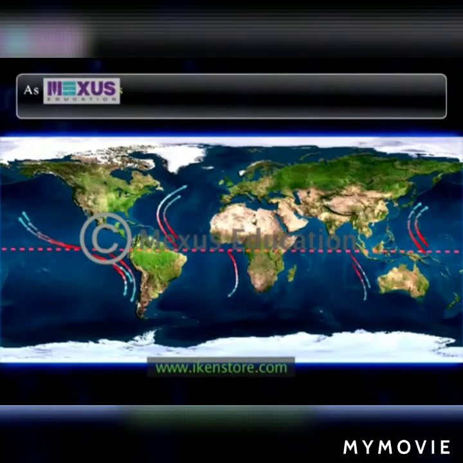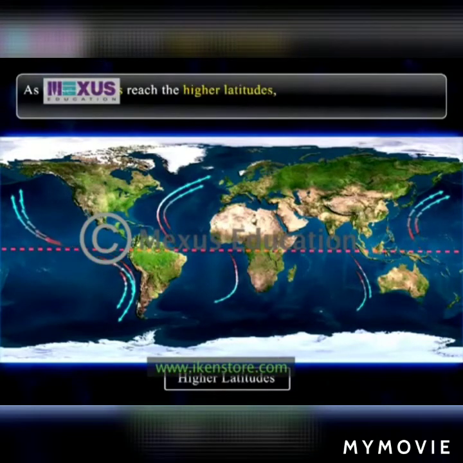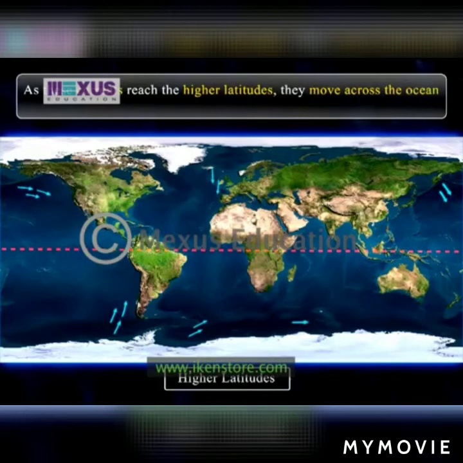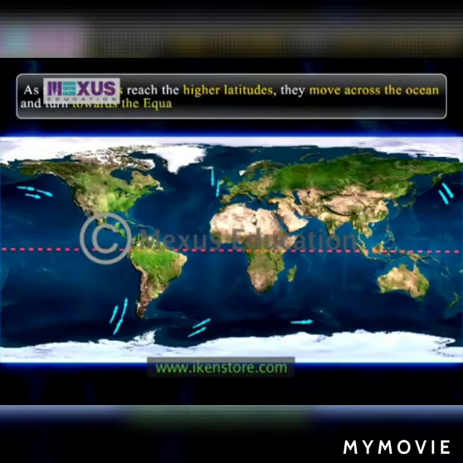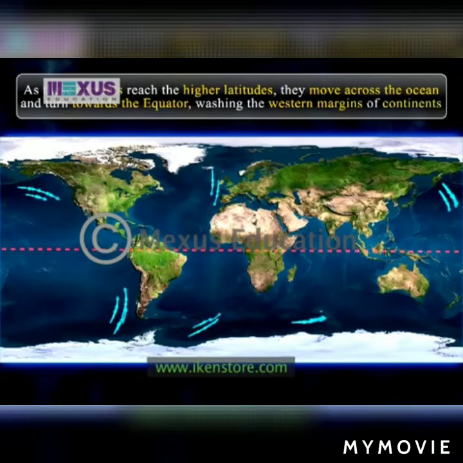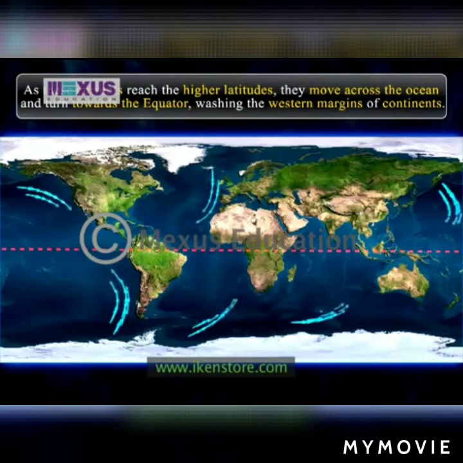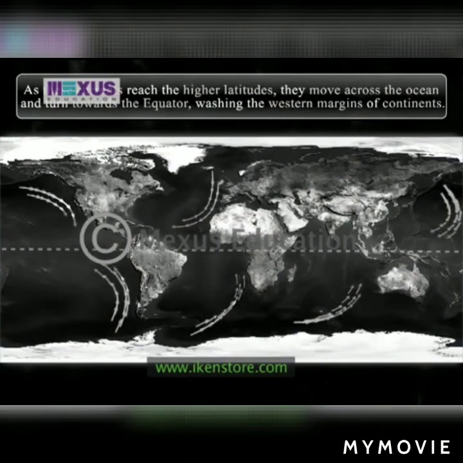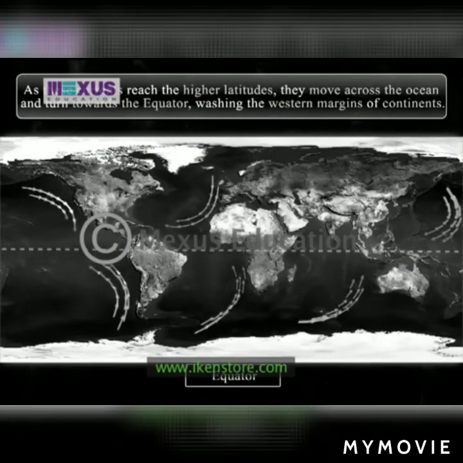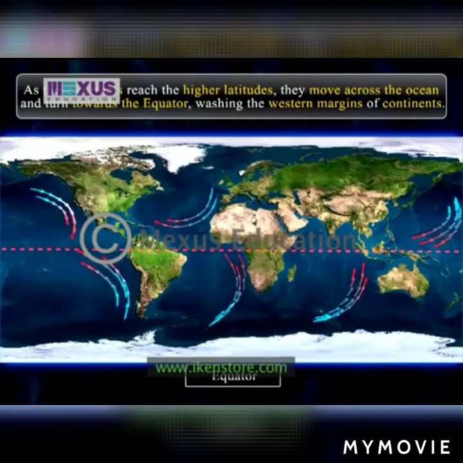As these currents reach the higher latitudes, they move across the ocean and turn towards the equator, washing the western margins of continents. But this time, the warm current loses much of its warmth and flows along the west coast as a cool current. Finally, the current warms up as it reaches the equator and it becomes a part of the equatorial current.